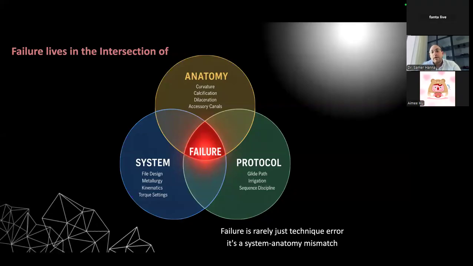And then the protocol of my treatment itself, what are my steps? Am I following a protocol or am I just working like this? Do I do a good glide path, irrigation, sequence, discipline, or am I just skipping files to try to be quicker? So failure is not really just a technique error, or just a system-anatomy mismatch. Sometimes we have an anatomy problem and a protocol problem, and then this will cause the failure. Sometimes we have an anatomy problem and not a good selection of system. This will cause a failure, and vice versa. So it's a mix of all of those reasons.